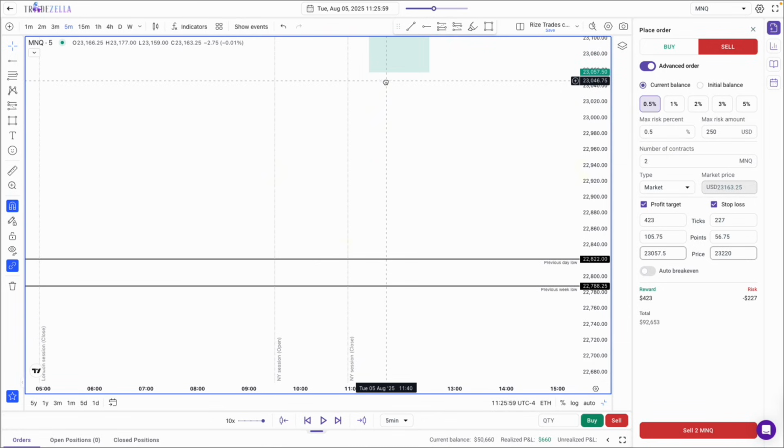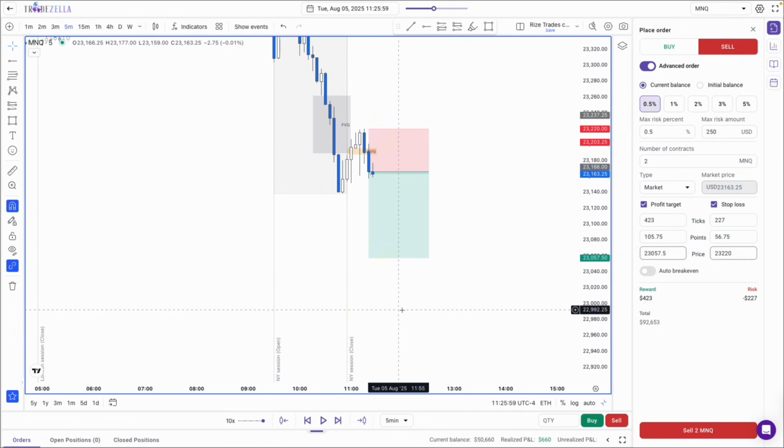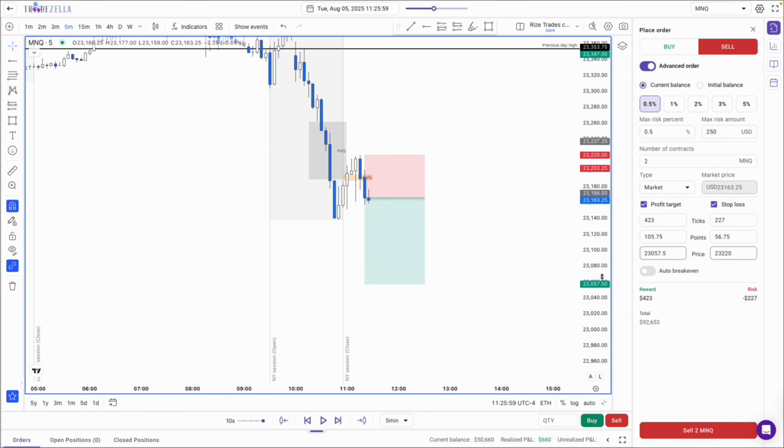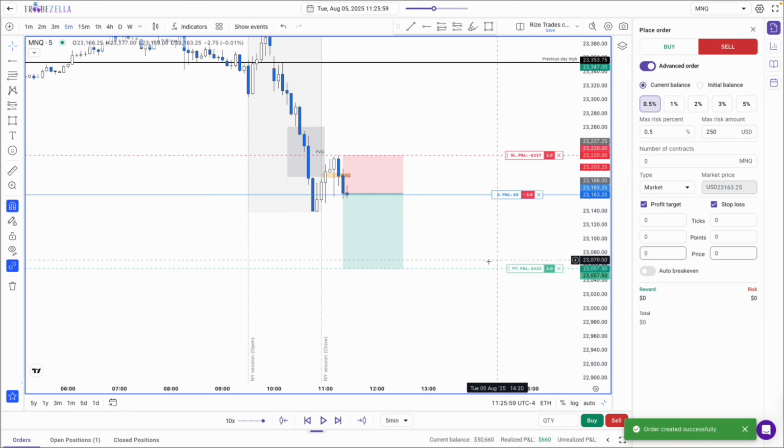When you've got a situation like this where we are miles away from previous day low, you can just target a 1 to 2. That is typically what I'd recommend. So let's take an entry here. Again, the same risk, $250. And let's play this one out.